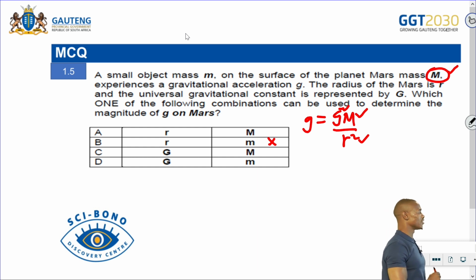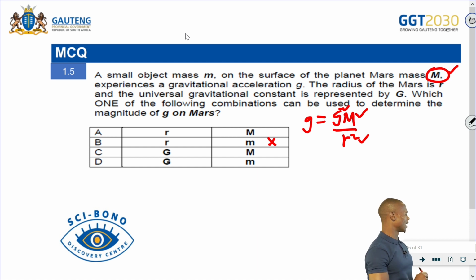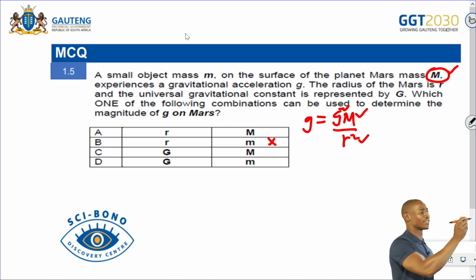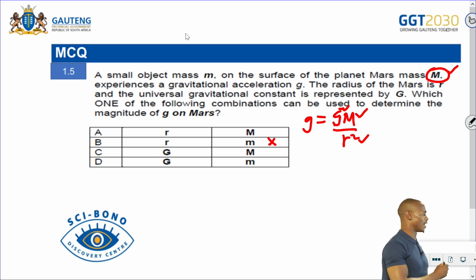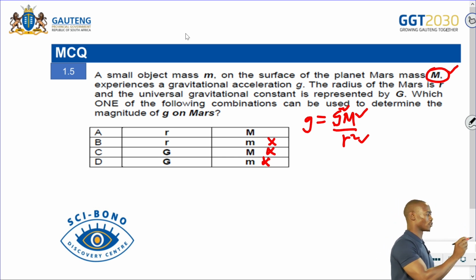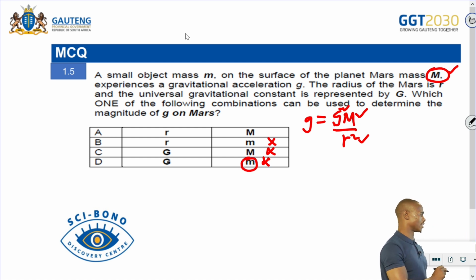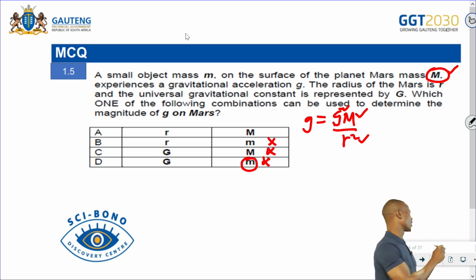And then C, it's GM. Remember, GM won't give us gravitational acceleration, because that G is just a constant. And then D is also g and something else. So this one cannot be correct, and this one also cannot be correct. We cannot use small letter g. So here the correct answer will be A.